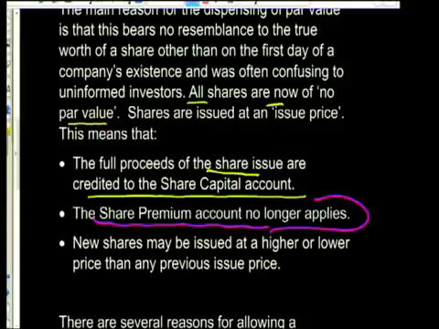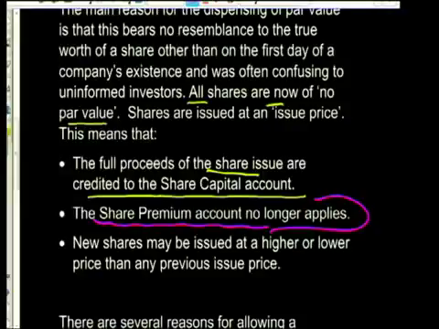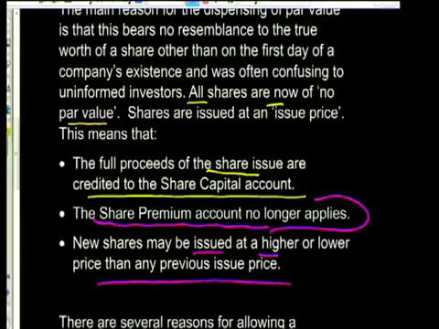Grade 12s, an appeal to you. When you're working through past papers, right? Please, those questions that deal with shares of a par value and that deal with a premium, remember, these have to be amended. You cannot work with those questions. We also find that now new shares may be issued at a higher or a lower price than the previous issue price. So the price would differ every time the shares are issued.